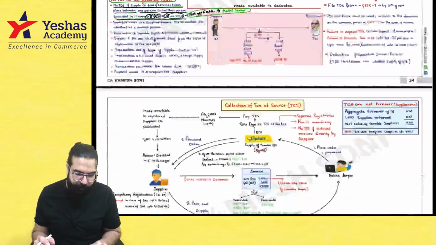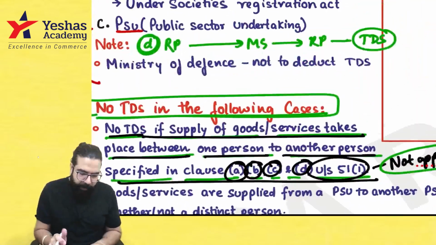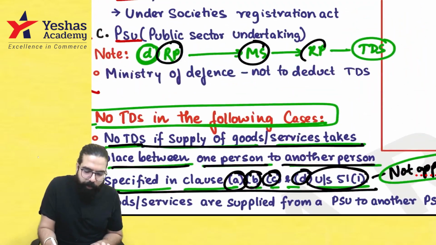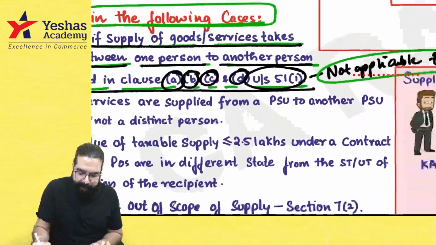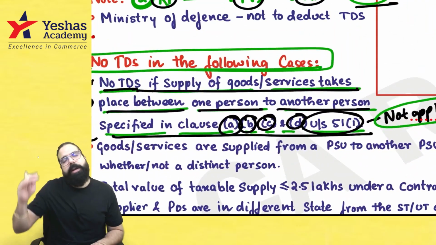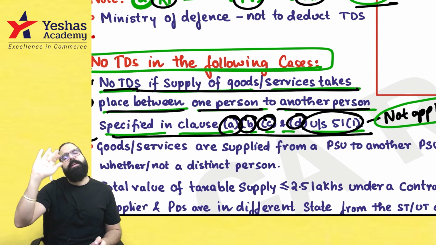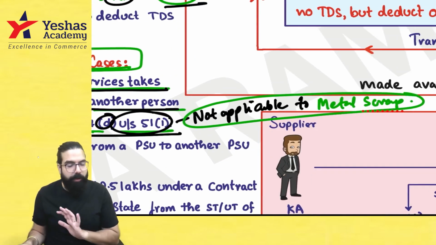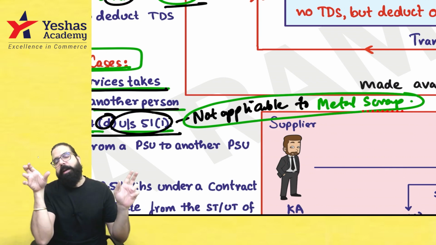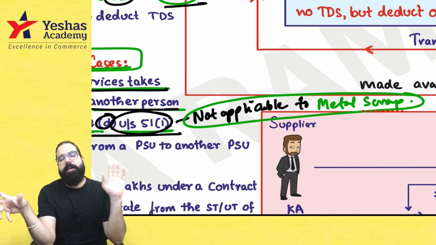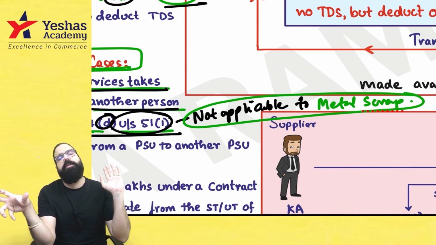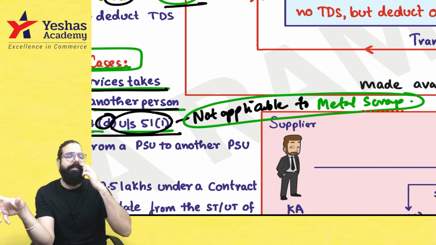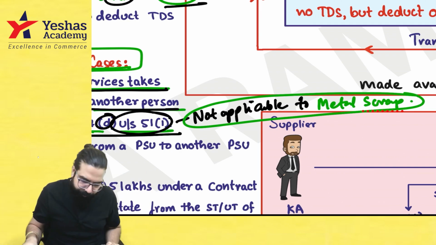Very good, everyone. So remember, registered person supplying metal scrap to another registered person, TDS will come. When A, B, C, D category is supplying to each other, there is no TDS, but this is not applicable for suppliers of metal scrap. In case of metal scrap, even though both are registered persons, the recipient has to deduct TDS at the rate of 1% CGST, 1% SGST or 2% IGST.